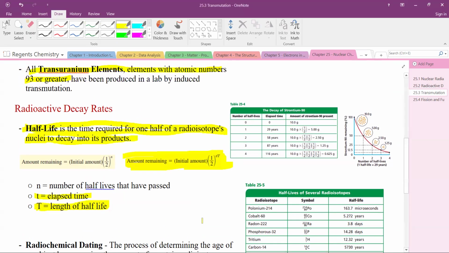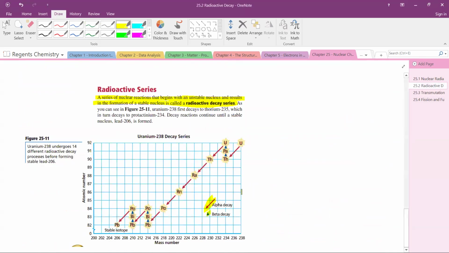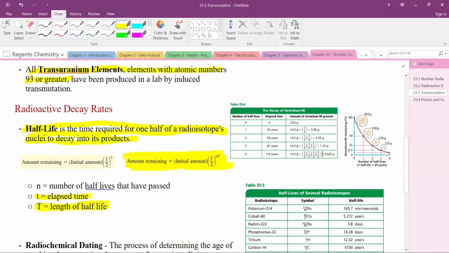Okay. Now, each radioactive element will actually have its own specific half-life. For example, we saw in the previous video that uranium has a half-life of 4.5 billion years, a very long time. Something like strontium has a more reasonable half-life of only 29 years. And you can see in our decay chart, what this is showing us is that if we start at 0 time with 10 grams, well, after 29 years, we should have half that much. So we should have 5 grams. So 10 times 1/2 is 5.